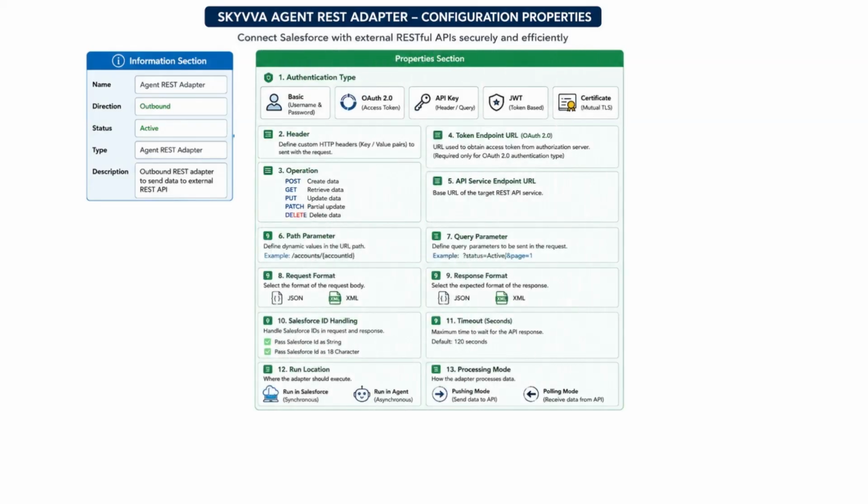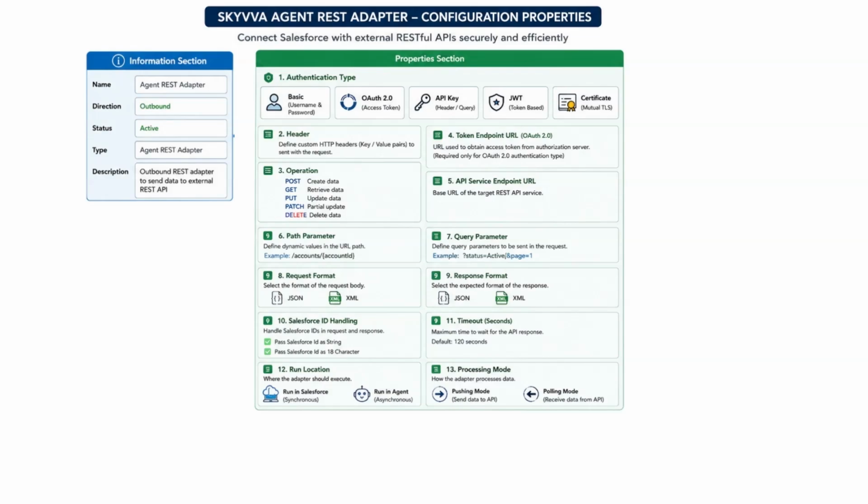Step 2 is the Properties section. This is the main configuration area where we define how the adapter connects and communicates with external systems. We have different properties here for authentication type, used to secure the connection like basic, OAuth 2.0, API key, JWT, or certificate. For header, used to pass additional HTTP information like authorization or content type. For operation, define the action like post, get, put, patch, or delete. For token endpoint URL, used in OAuth 2.0 to generate access tokens. For API service endpoint URL, main external REST API URL.